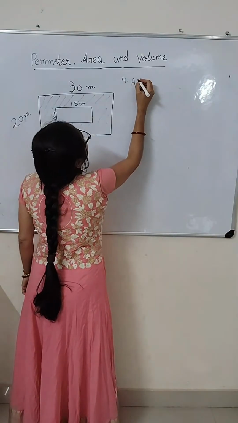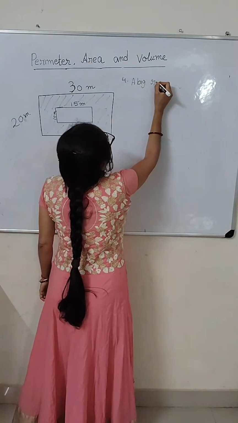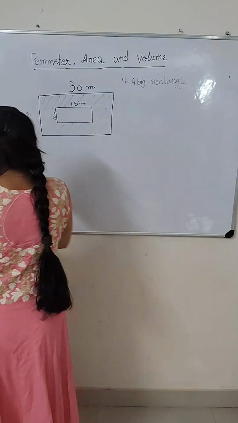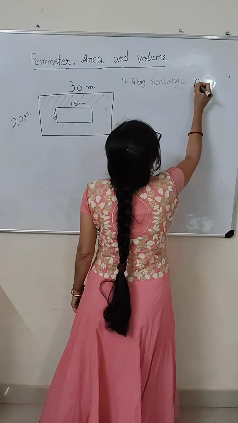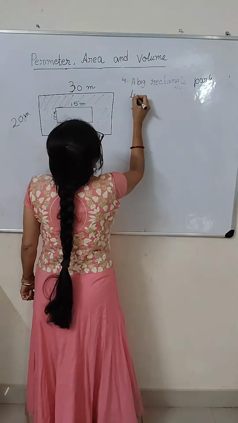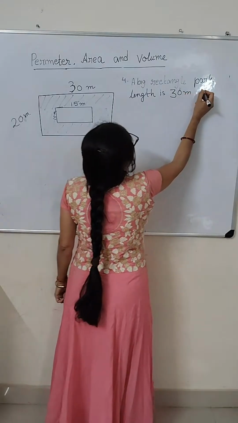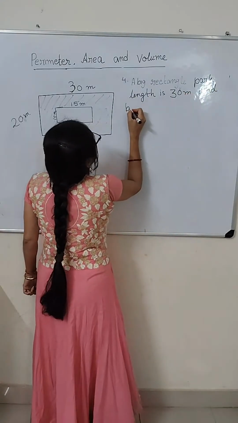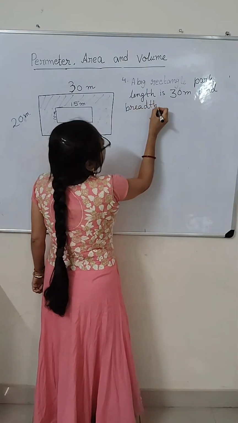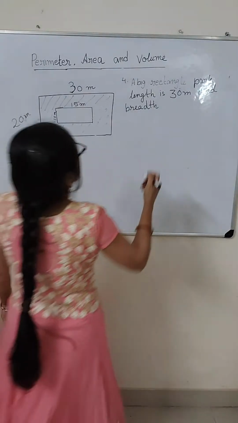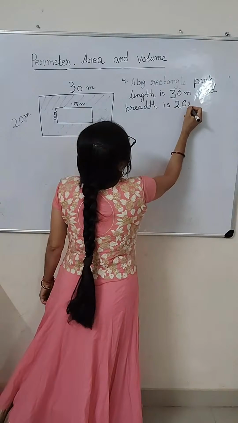A big rectangle park length is 30 meters and breadth is 20 meters.